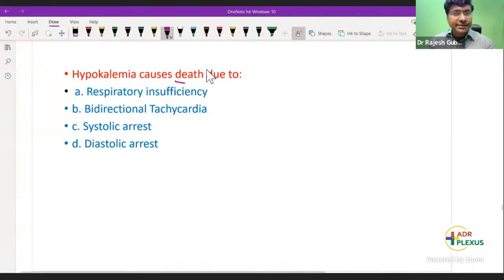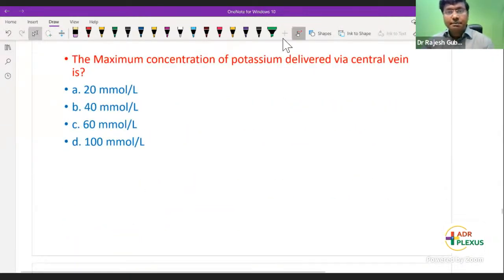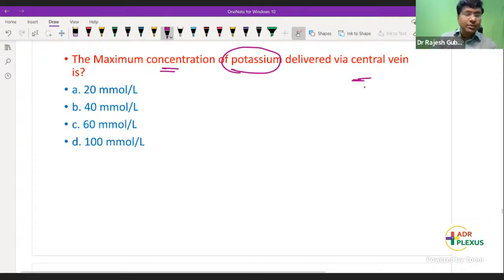Hypokalemia causes death due to... Right, very good, Vishnu. That is due to respiratory insufficiency. Next. Maximum concentration of potassium delivered via central vein.